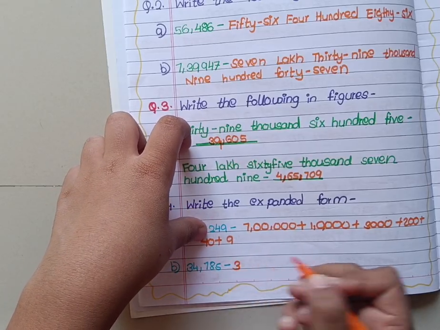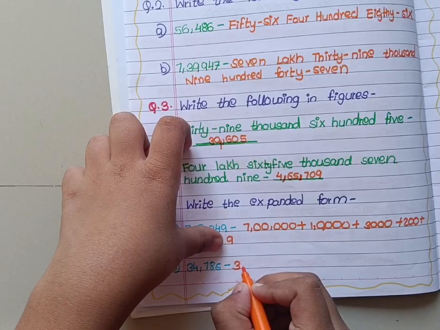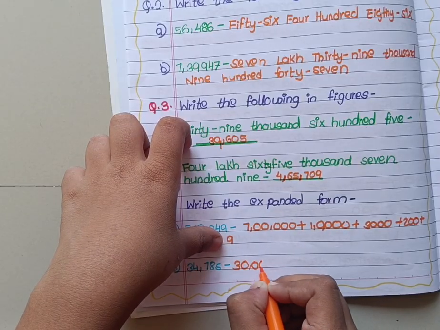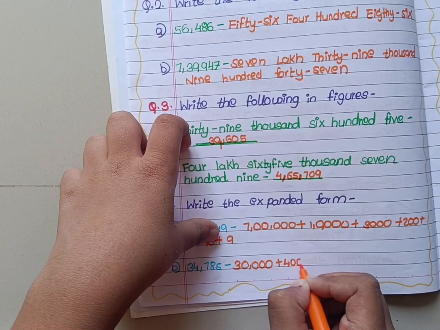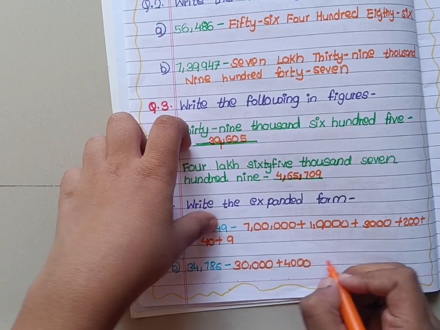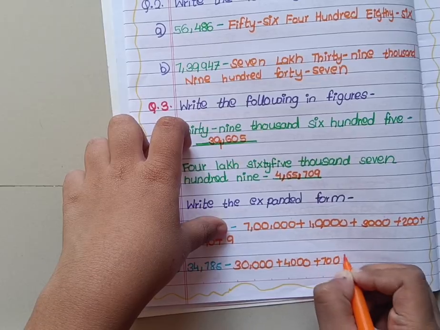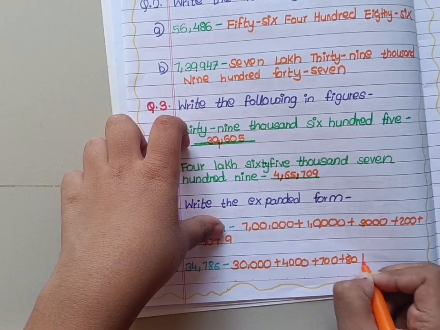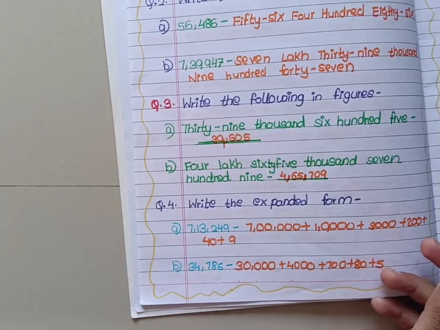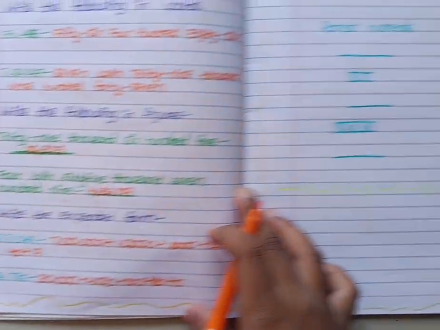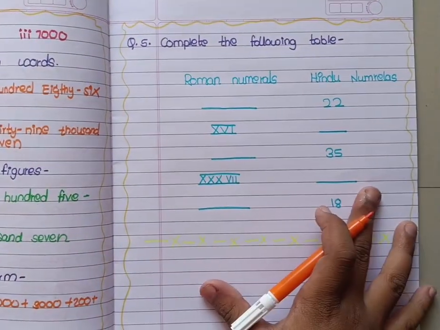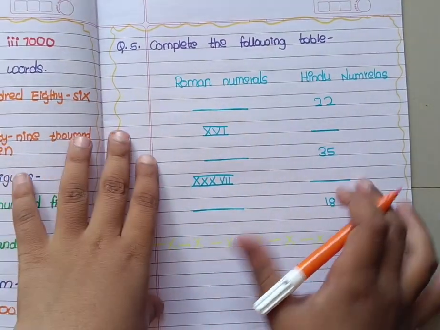See, first we'll write 3 here, as it's important now. So 30 first we will write, then we will write 4,000, then we will write 700, then we will write 80, and then lastly 5. So this is how we're going to write the expanded form and standard form. Okay, now let's move on to the next question. This is going to be our last question.